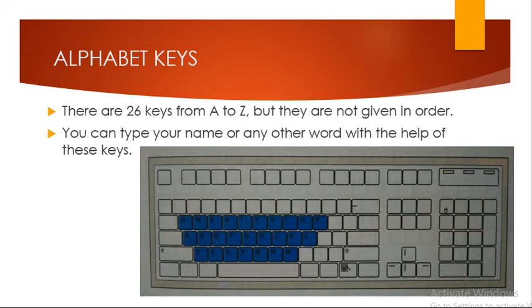Now these are 26 keys from A to Z, but they are not given in order. These alphabet keys are not arranged in order in the computer. You can see Q, W, E, R. They are not arranged in the sequence. They are arranged randomly. You can type your name or any other word with the help of these keys. If you want to type any word or sentence, or paragraph, you have to use these keys. So for this purpose, these keys are used.